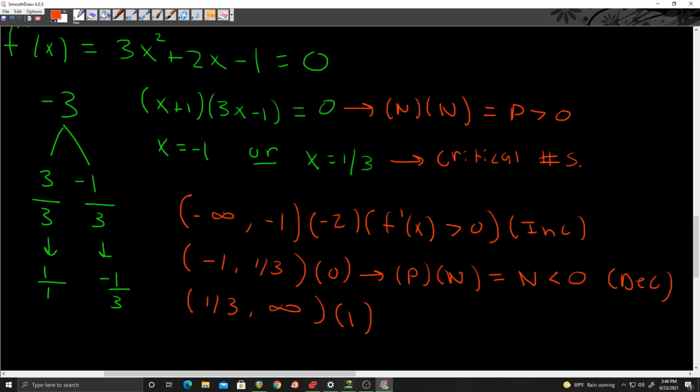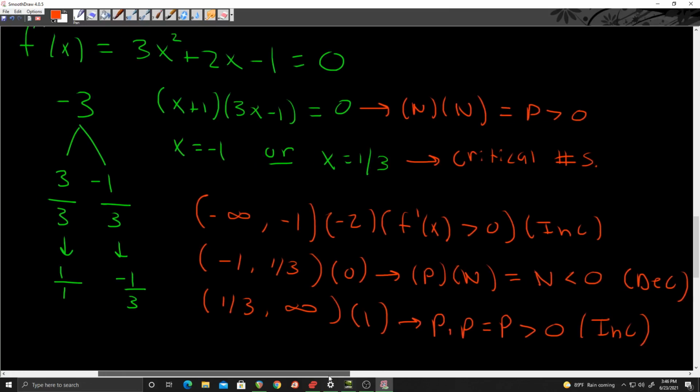Okay, and now let's throw 1 in here. So 1 plus 1, we know what that is. Positive. 3 times 1 minus 1, that's another positive. So 2 positives, that's a positive. Positive bigger than 0. We're increasing. Woo! Very, very cool. Okay, so now let's think about what's going on.